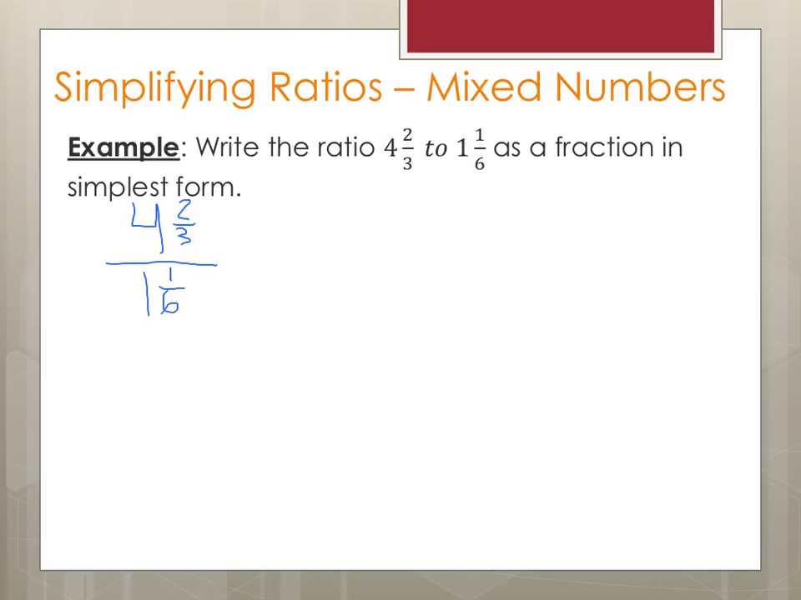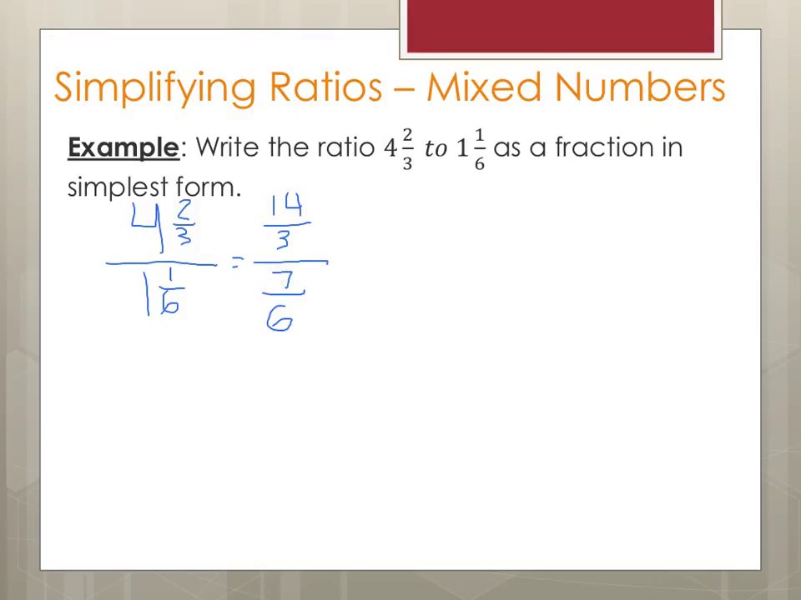Let's start by writing these mixed numbers as improper fractions. So 4 times 3 is going to be 12, plus 2 is 14. So we're going to write that as 14 over 3, divided by that fraction bar. 6 times 1 is 6, plus 1 is 7, so 7 over 6. So now we have two improper fractions. We've got an improper fraction here, and we've got an improper fraction here on the bottom.